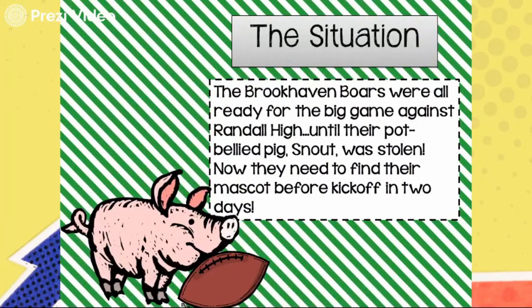So, the situation. The Brookhaven Boars were all ready for the big game against Randall High until their pot-bellied pig Snout was stolen. Now they need to find their mascot before kickoff in 2 days. I just gave you the information. We know that they have practice from 2 to 5, so it had to happen in that time frame.